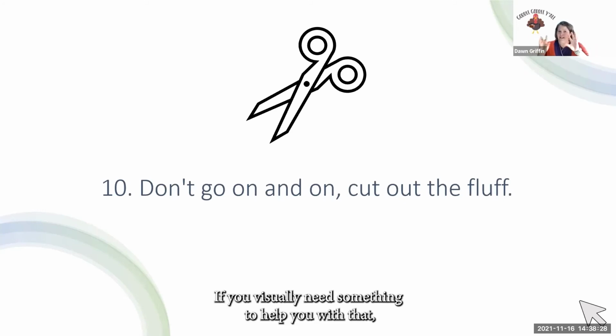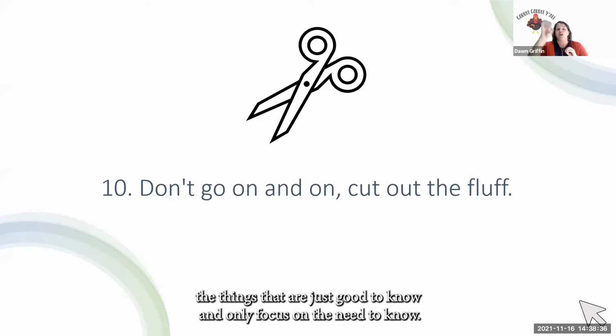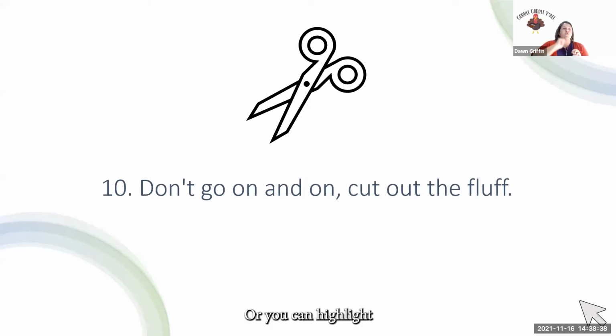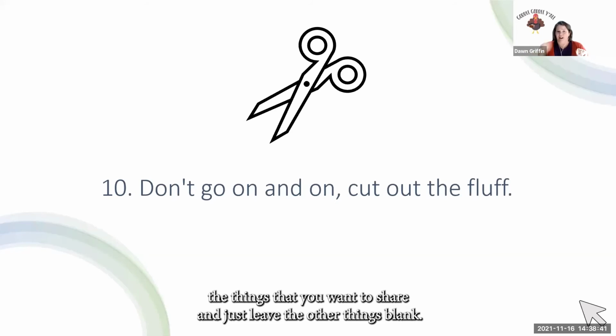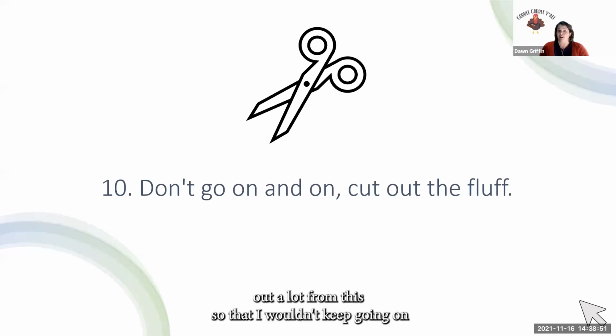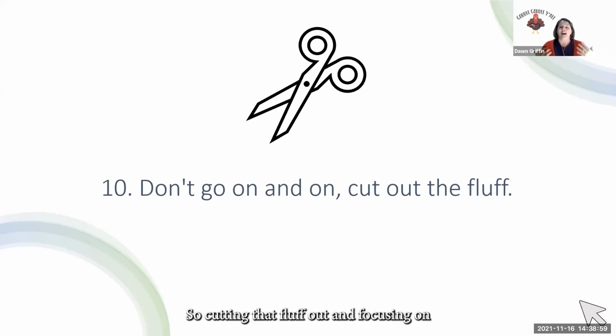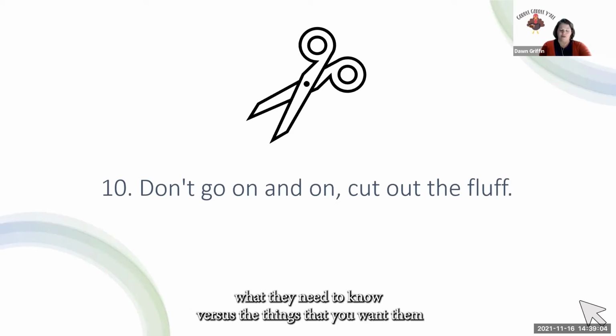If you visually need something to help you with that, you can literally write everything down and draw a line between the things that are just good to know and only focus on the need to know. Or you can highlight the things that you want to share and just leave the other things blank. Whatever you need to do to help you cut that fluff out, cut those extras out. I had to cut out a lot from this so that I wouldn't keep going on and on and on and just sharing my 82 pages of notes with you guys. So cutting that fluff out and focusing on what they need to know versus the things that you want them to know.